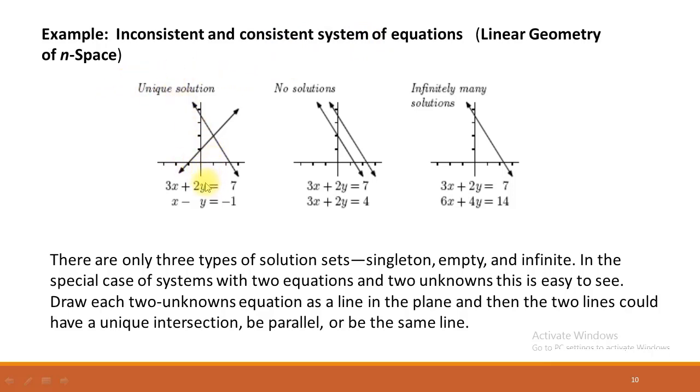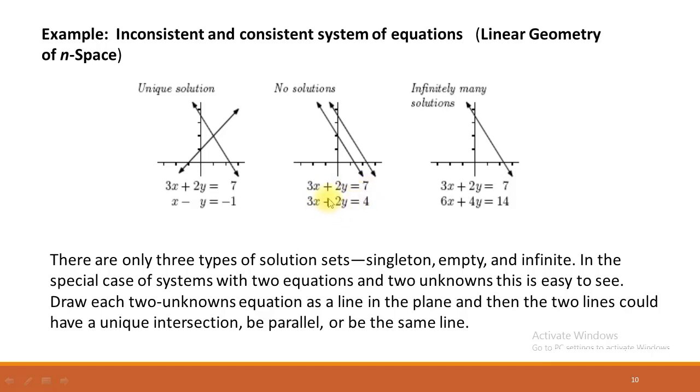Suppose we have two equations, a system of non-homogeneous equations. These are two non-homogeneous linear equations: 3x plus 2y is equal to 7 and x minus y is equal to -1. If we solve these two equations, we will obtain a unique solution for this system. And since the system has a unique solution, it means that in graphical representation these two lines intersect each other at one point.